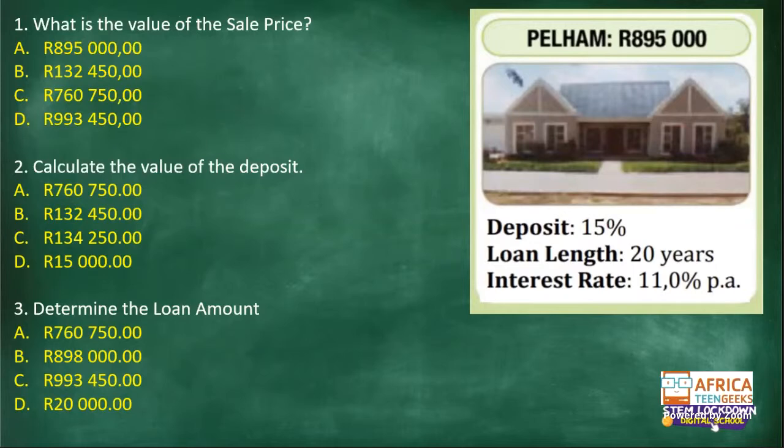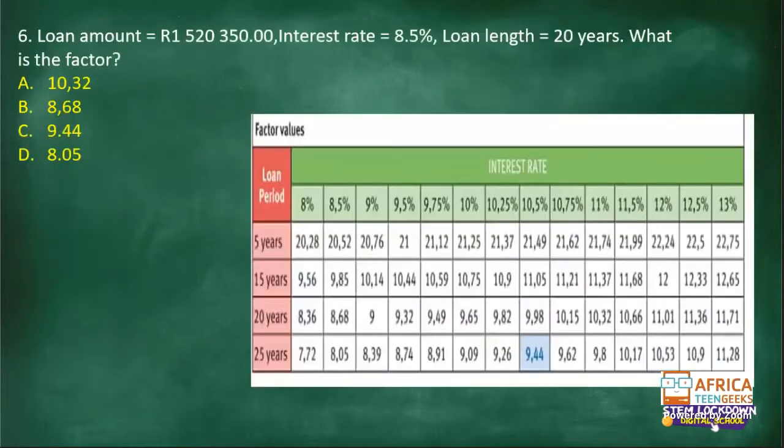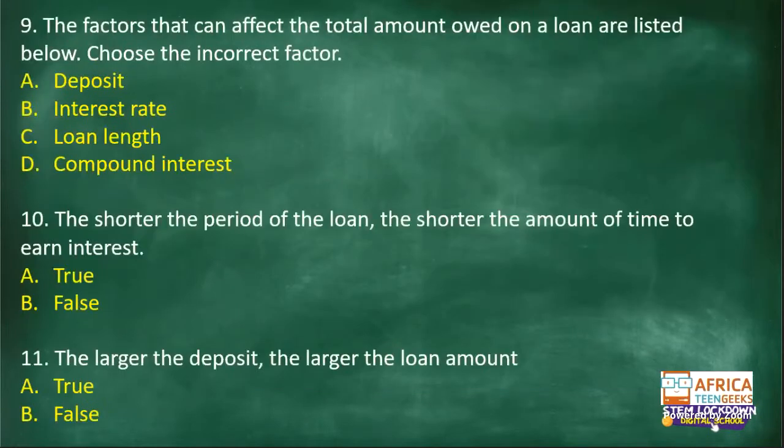Remember, the total amount was 895,000. And once you pay your deposit, then you subtract it from the total amount. And whatever happens to the loan amount, the deposit has got no bearing there. So in other words, the deposit is independent of the loan amount. The loan amount is different. So even in this case, we are going to see that the deposit will not affect the loan amount.